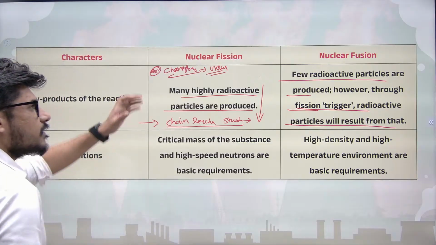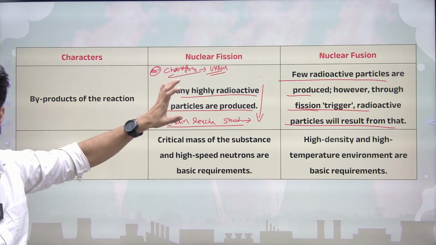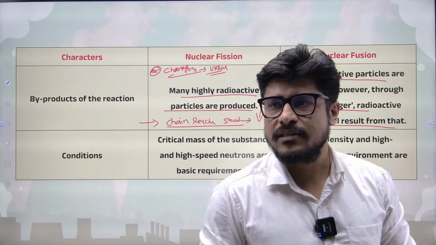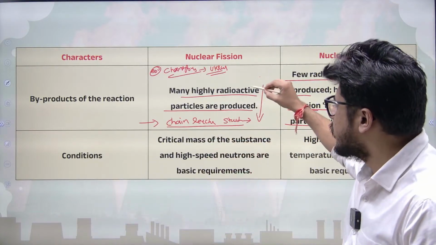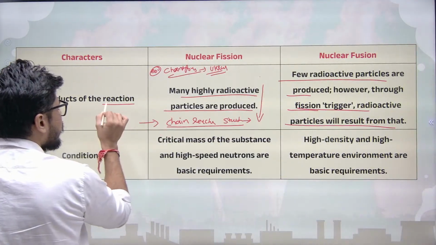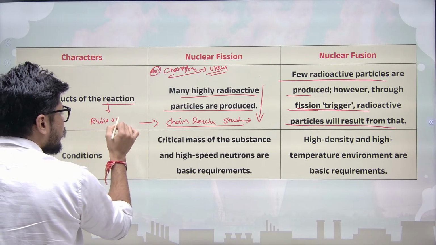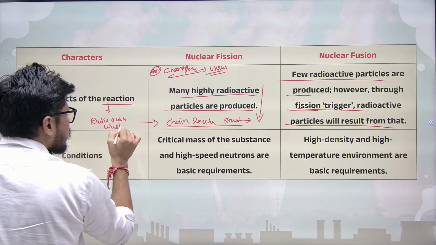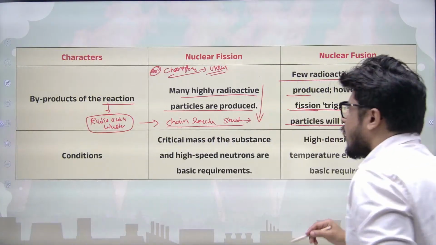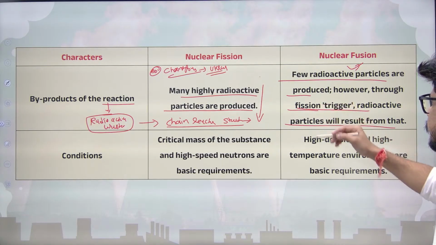This fissile material is also very problematic. The byproduct of this fissile system leads to radioactive waste, one of the main problems of this process. In the fusion process, only a few radioactive particles are produced.